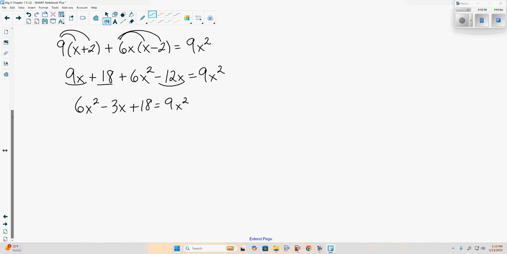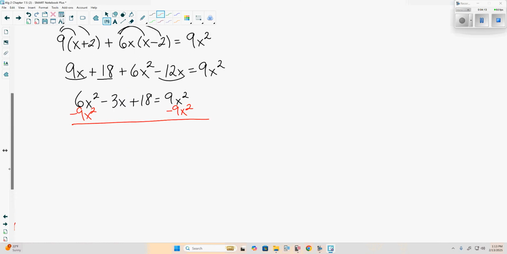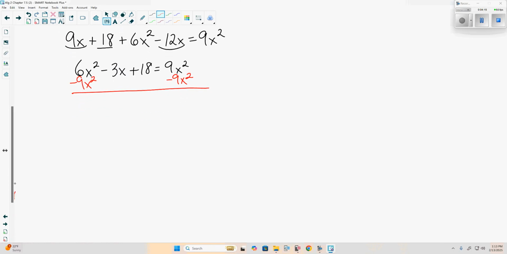Now since we do have squared terms, x squared terms, we need to get this equation equal to 0. And we can do that by subtracting 9x squared from both sides. 6x squared minus 9x squared is going to be negative 3x squared.